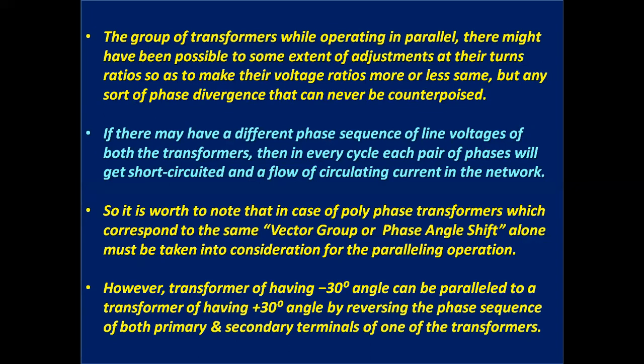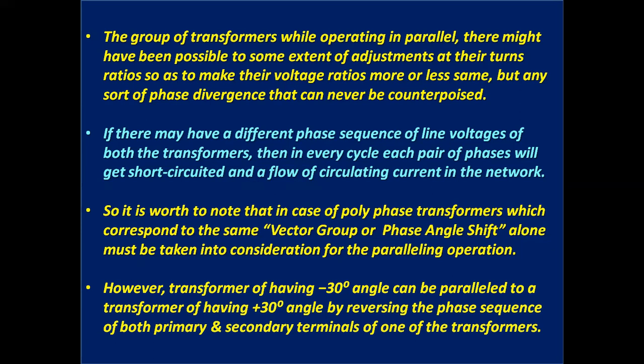The group of transformers, while operating in parallel, there might be possible to some extent adjustments at their turns ratios so as to make their voltage ratios more or less same, but any sort of phase divergence can never be counterpoised. If there is a different phase sequence of line voltages of both the transformers, then in every cycle, each pair of phases will get short circuited and a flow of circulating current in the network.